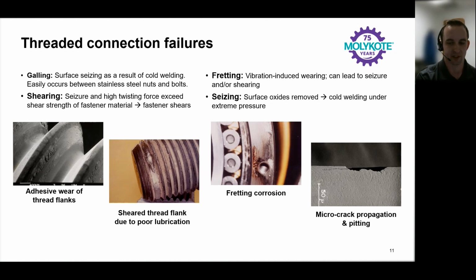And then the last image just shows some pitting and microcrack propagation. This can continue as pitting occurs. You'll see these cracks form, and then that piece can flake off, and you'll see a growth of pitting as it makes its way across the substrate. So all of these really can be avoided with proper lubrication. So lubrication is key here.